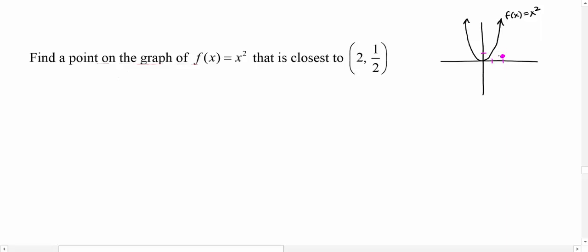Closest is a term that we actually use for minimum distance. So I want to minimize the distance between the curve and that point. So I'm going to use the distance formula here. And I want to minimize distance, so that means I'm going to find the derivative of the distance formula, not necessarily of this f of x function. So I'll write down the distance formula. Most of you probably recognize it like so.